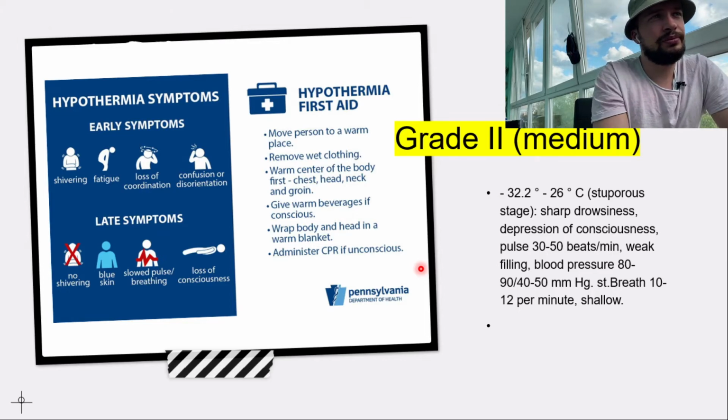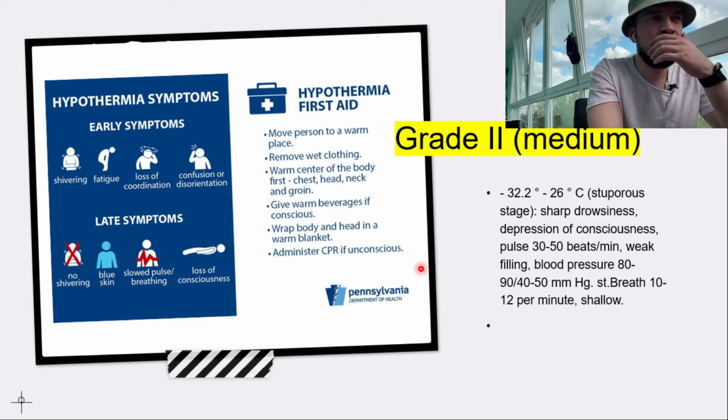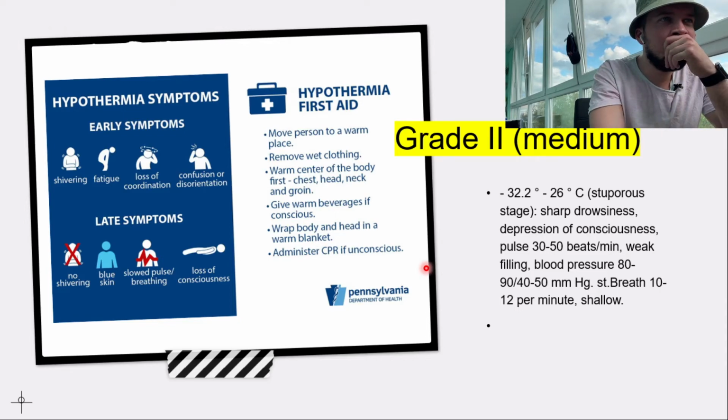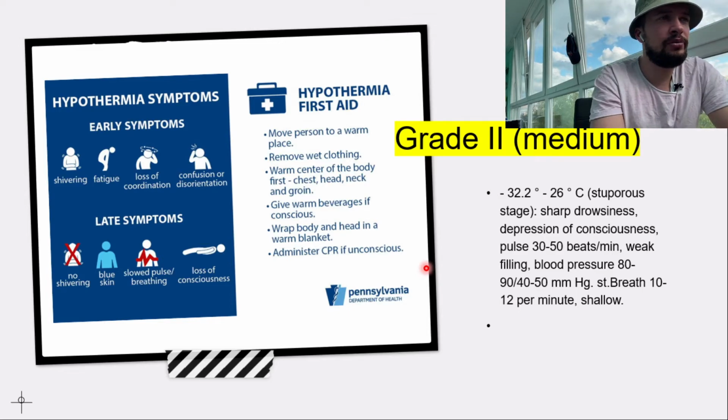Grade 2 medium. Sharp drowsiness, depression of consciousness, pulse 30-50 beats, weak feeling, blood pressure 80, breath 10-12 per minute and shallow.